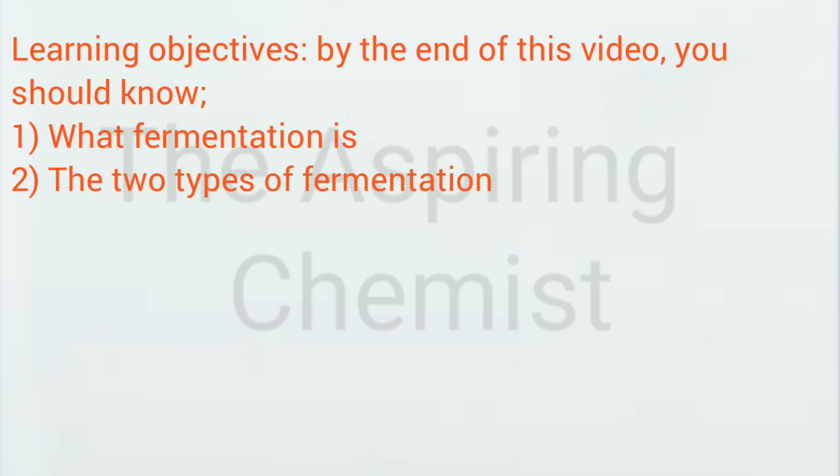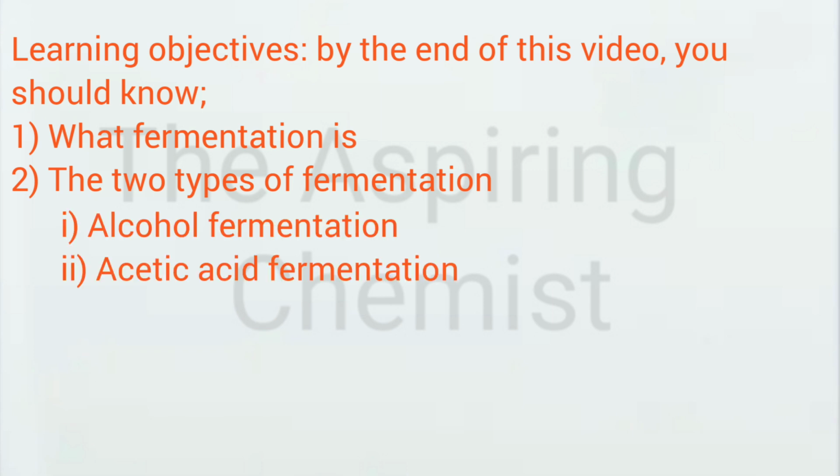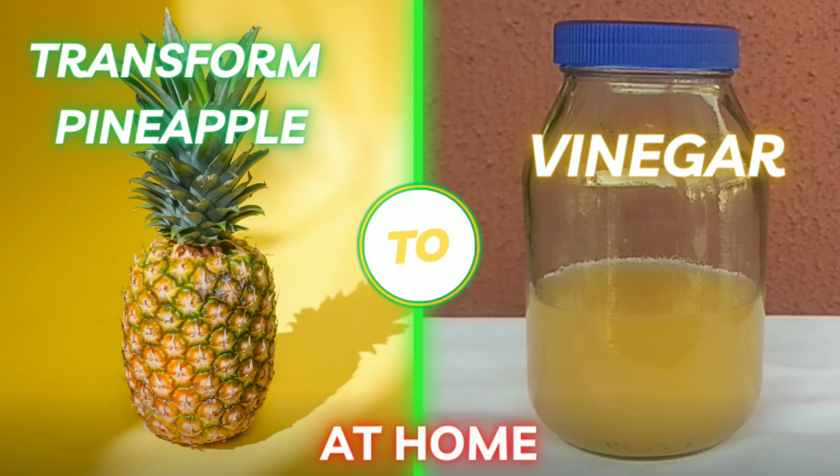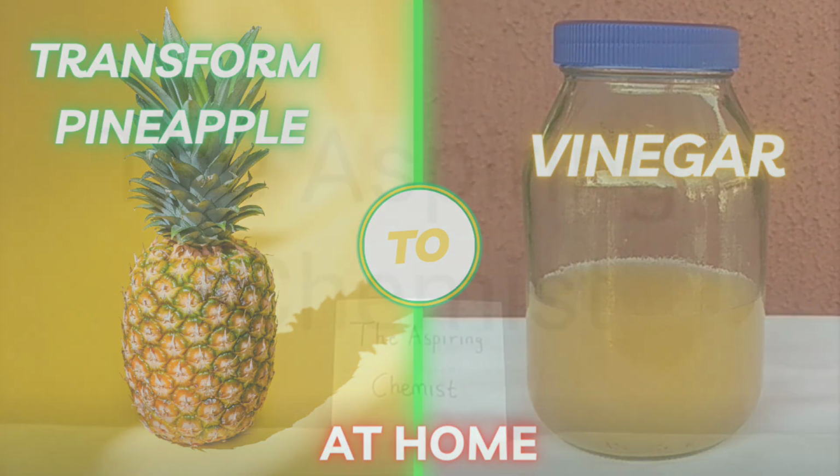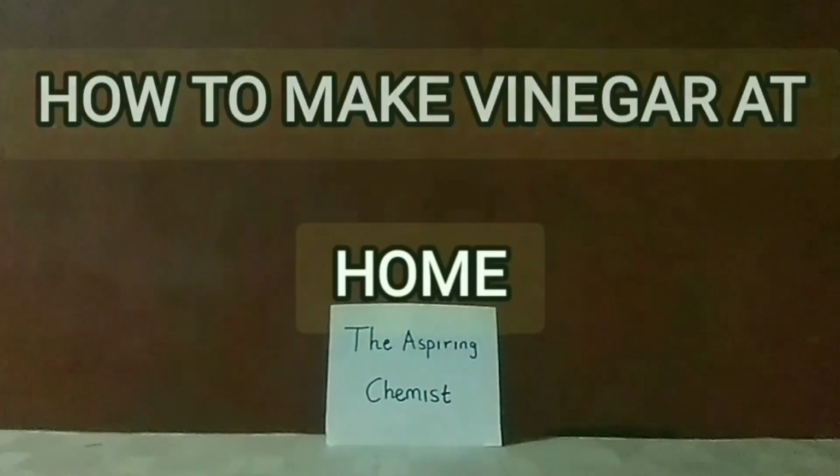Okay, that's how we come to the end of today's class. And today we have learned what fermentation is and the two types of fermentation, which are the alcohol fermentation and the acetic acid fermentation. And these two types of fermentation have already been highlighted in one of my other videos, Make Vinegar at Home. Because that video teaches you how to use the knowledge gotten from this video in order to make your own vinegar at home. So feel free to watch that video.